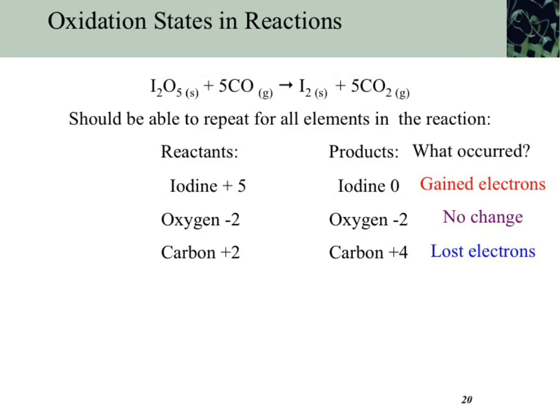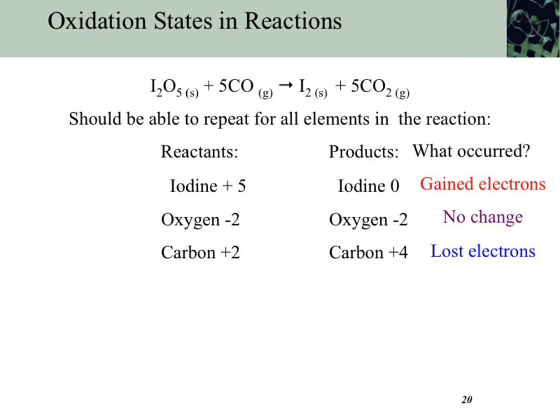ultimately what you do is look at the oxidation state for all of your atoms in your reactants, oxidation for all of your products, and then we go through to see what changed. So if I go from +5 to 0, what happened? It had to gain electrons, because electrons are negative. So as I add negative things to a +5, I get closer to 0. So it gained electrons.